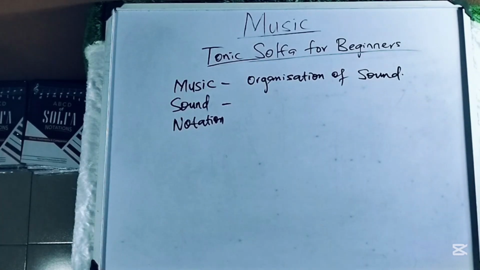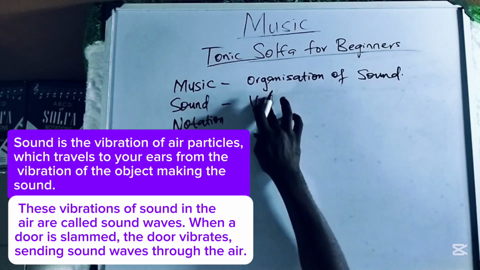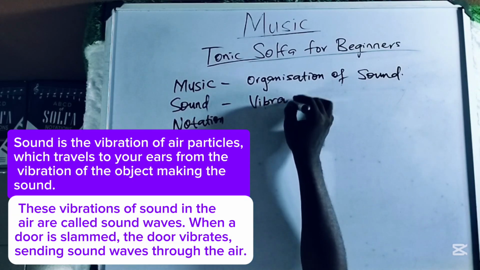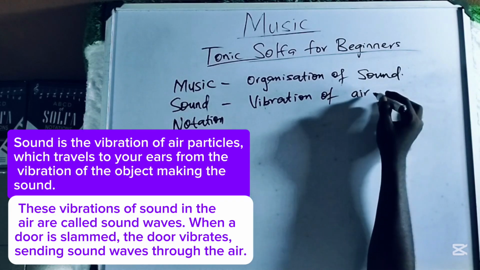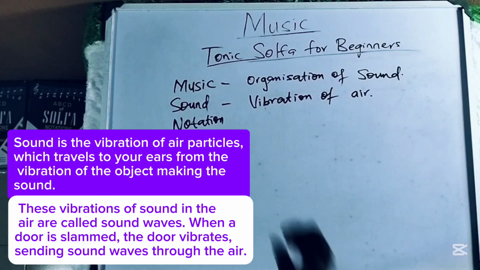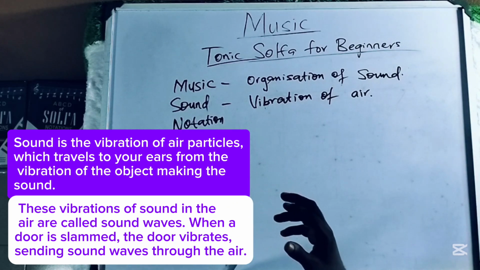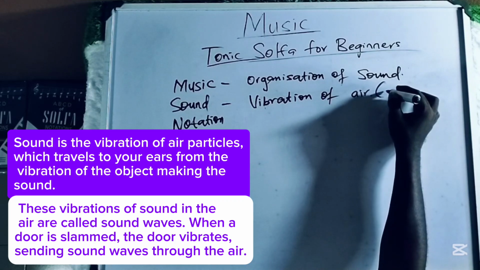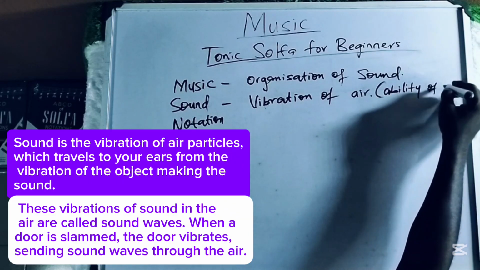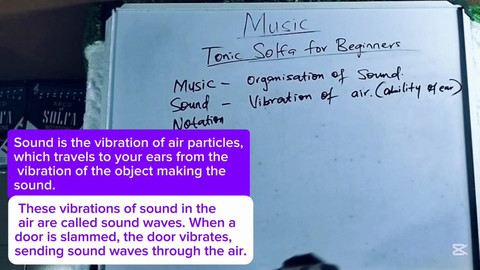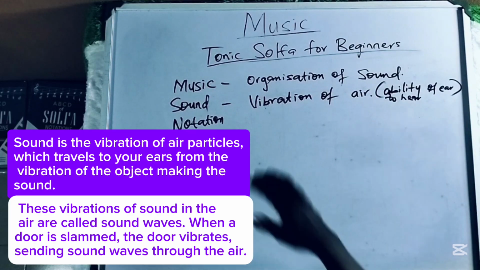Then if music is the organization of sound, what then is sound? Sound deals with the vibration of air, or vibration of air particles. Everything about sound is vibration. Another definition of sound is what the ear can hear, the ability of the ear to receive anything. That is what sound is all about.